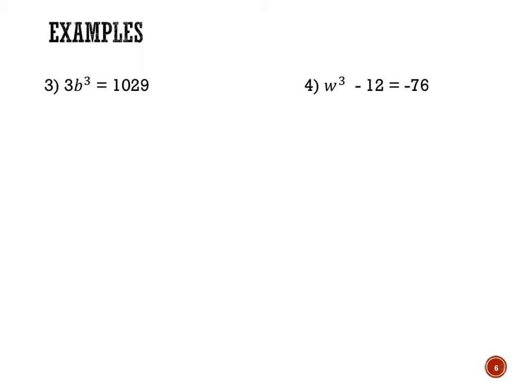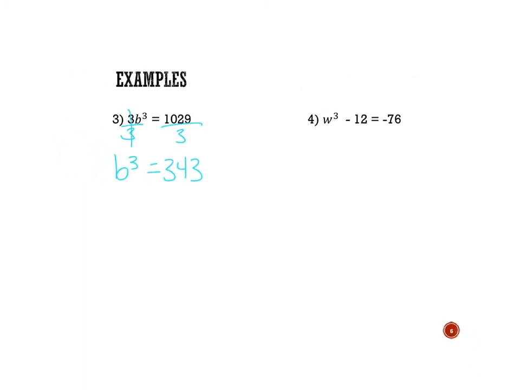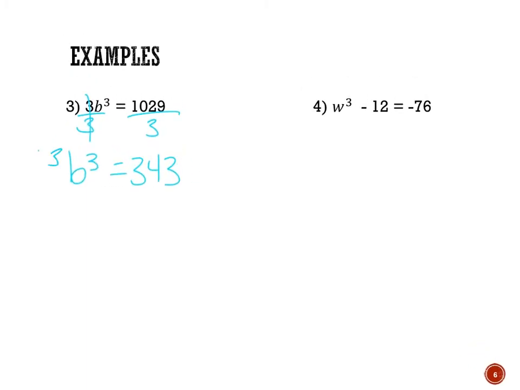Number 3. 3b cubed equals 1029. So I'm going to divide both sides by 3. 3 divided by 3 is 1. 1029 divided by 3 equals 343. b cubed equals 343. Take the cube root of both sides. The cube root of b cubed equals b, and the cube root of 343 equals 7.